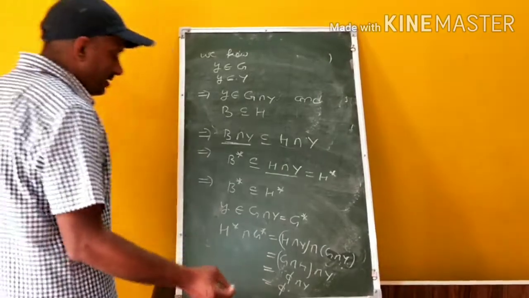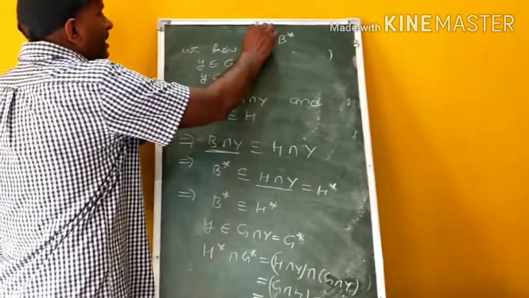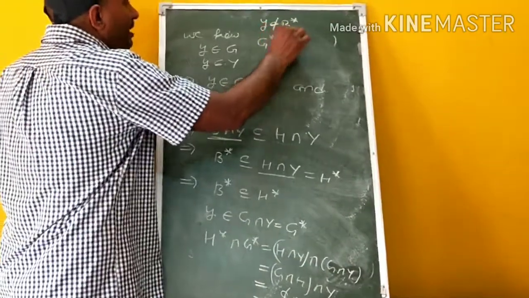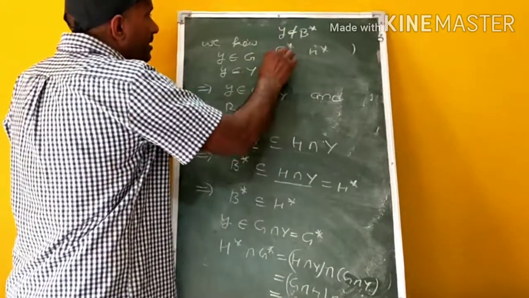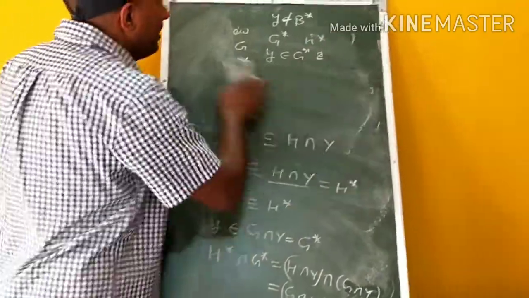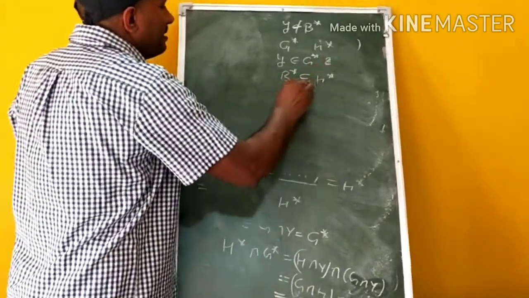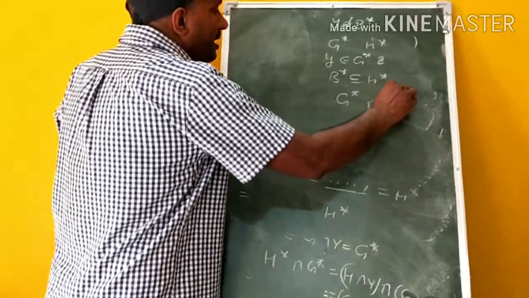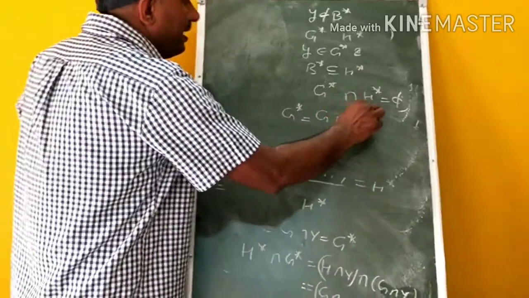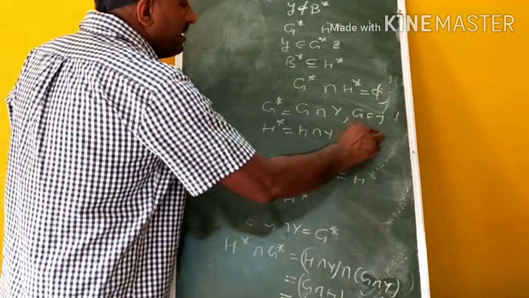Thus we conclude that for closed set B star and the element Y does not belong to B star, we find two disjoint open sets G star and H star such that Y belongs to G star and B star is contained in H star, such that G star intersection H star are disjoint, and G star is of the type G intersection Y, G belongs to T, and H star is of the type H intersection Y, H belongs to T.